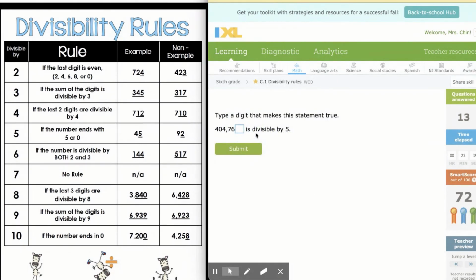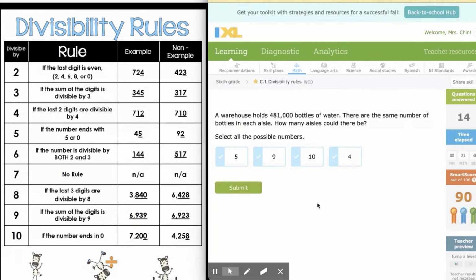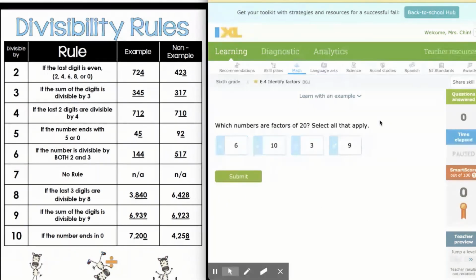We want this number to be divisible by 5, so as long as it ends in a 0 or a 5, that'll work. And there you have it. That's C1. Now let's look at E4. Which numbers are factors of 20? So this is just practicing your knowledge of factors, and you can use the divisibility rules to help you.